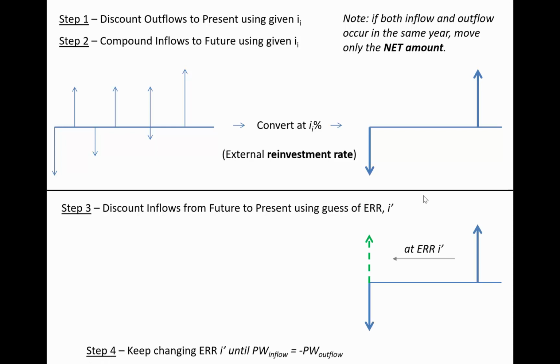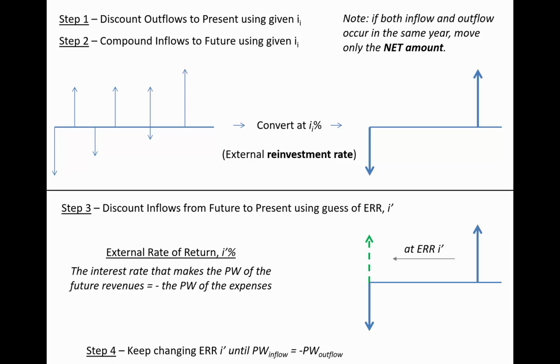All right, so step 3 then is you've got some amount in the future. Discount it to the present, and you're going to iterate the external rate of return until the magnitude of the present value is equal to the magnitude of the outflows that are at the present. So you keep changing the interest rate for the external rate of return until the inflows and the outflows are equal in magnitude. So in other words, the negative of the outflows is equal to the inflows. Okay? Now, if you want to see the formula, I'll show you that in a minute.